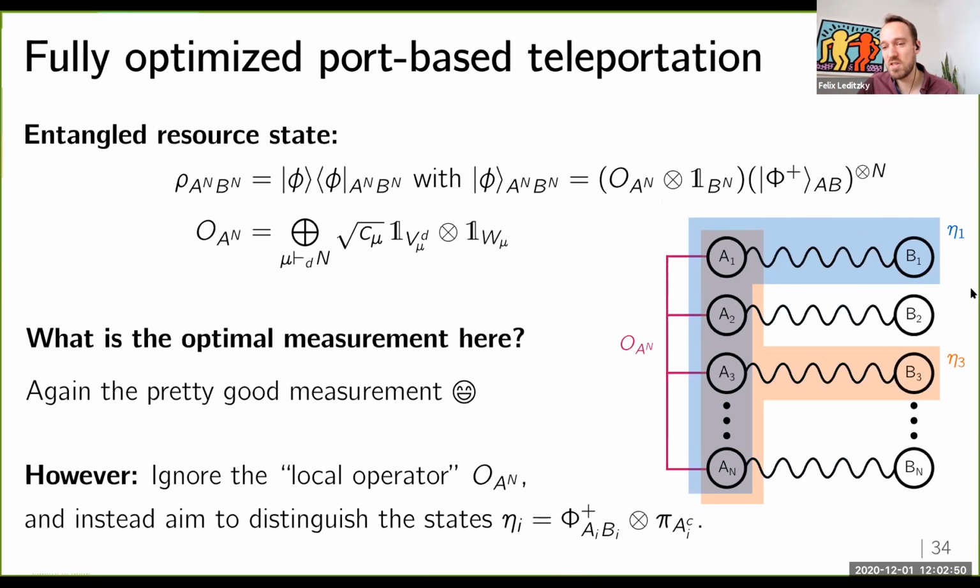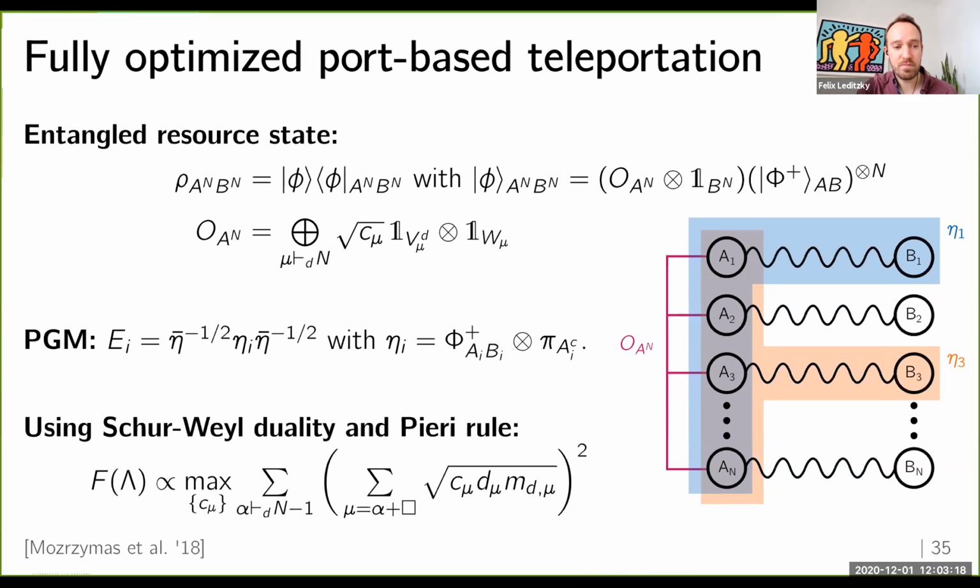Okay, so it's again the pretty good measurement that tries to distinguish these states eta I, where eta I is again just the maximally entangled state between A I, B I, and the completely mixed state on the rest of the A system. So you drop the O operator, even though it's there in the success probability, but somehow for the measurement you don't need this, and the pretty good measurement with respect to these states will again be optimal in the state discrimination problem. Yeah, so this is just in formulas what I just said. So the pretty good measurement is again the same one as before.